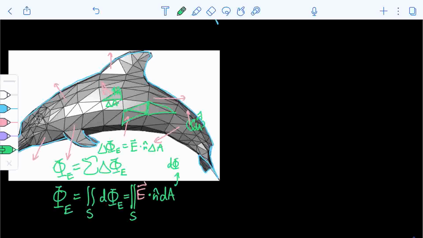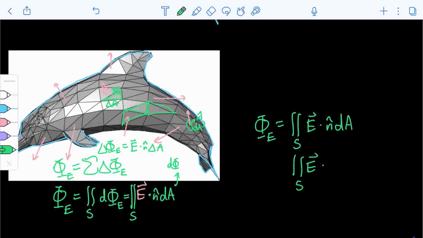So that's what the entire statement of electric flux equals the double integral, the surface integral of E dot n hat dA means, or the surface integral of E dot dA vector. So that's what it mathematically means.